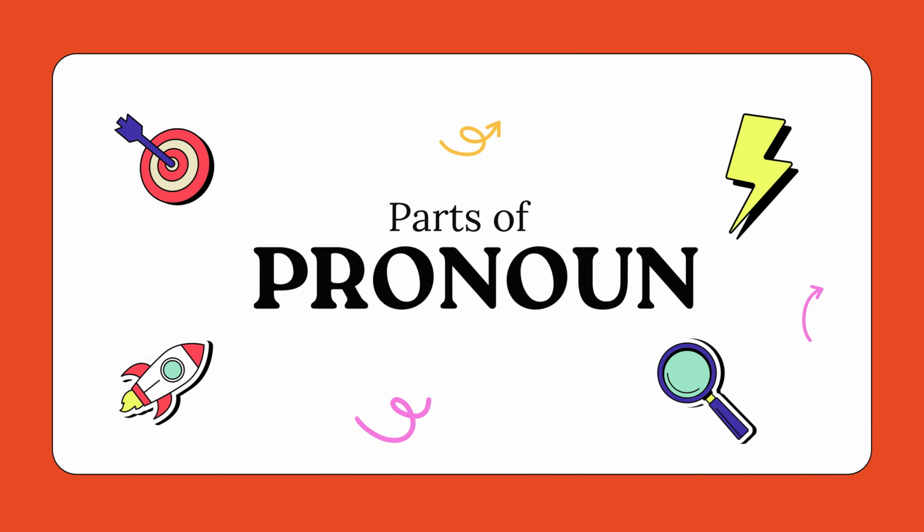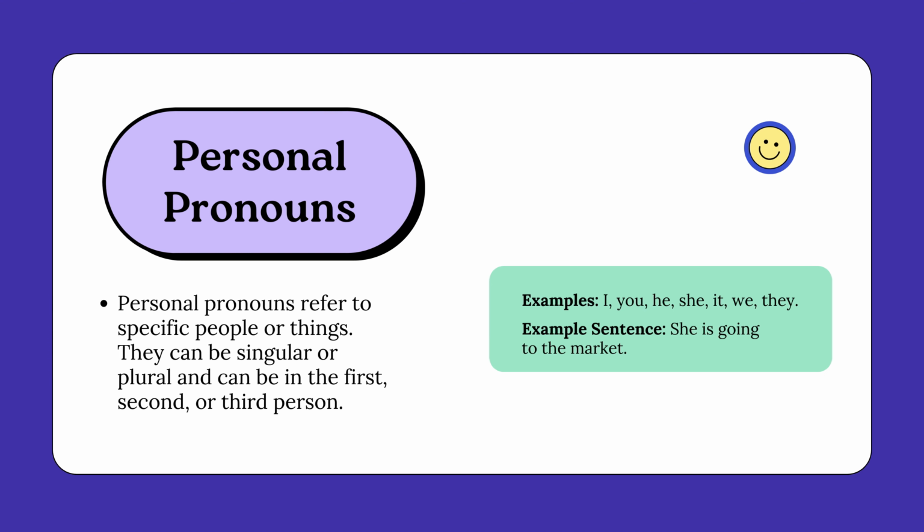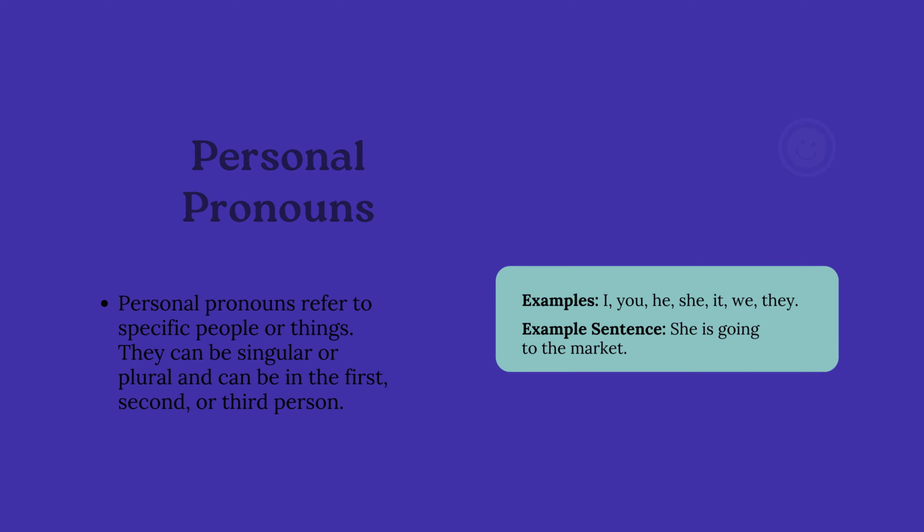Types of pronouns. Personal pronouns. Personal pronouns refer to specific people or things. They can be singular or plural and can be in the first, second, or third person. Examples: I, you, he, she, it, we, they. Example sentence: She is going to the market.